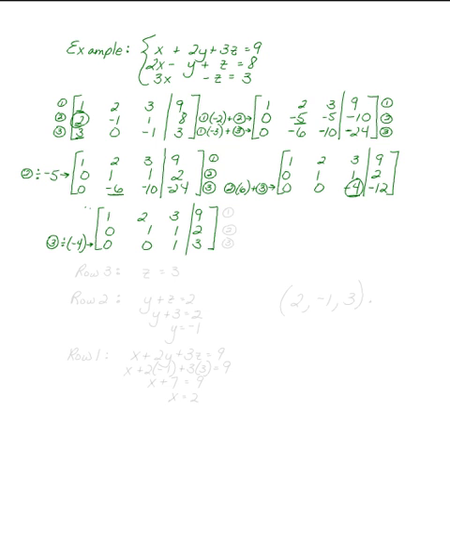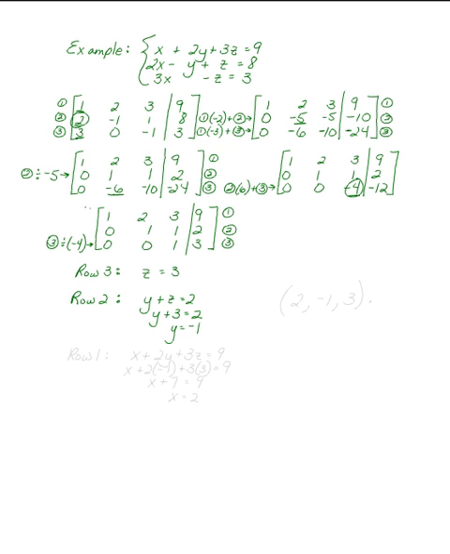Again, if we look at row 3, we have 0x plus 0y plus 1z equal to +3. If we look at row 2, that tells me that y plus z is equal to 2, but z I know is 3. So y then is going to be equal to -1.